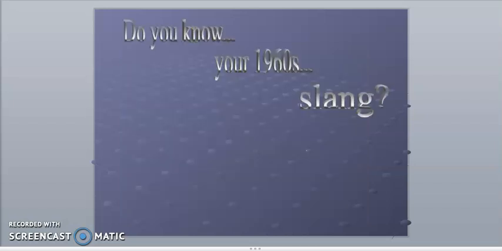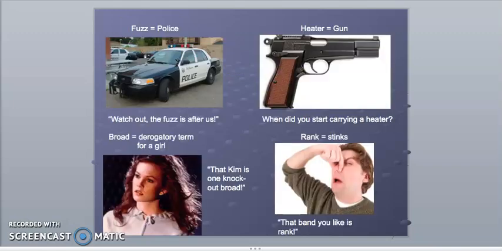And then we're going to briefly go over some 1960s slang. So some of the words that they used during this time are a lot different than words we use today. So I just wanted to go over them so you know what the characters are talking about throughout the novel. So we'll start with fuzz, which is the police. Used in a sentence, it would be something like, watch out, the fuzz is after us.